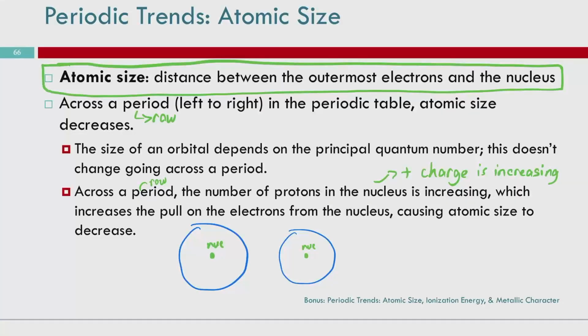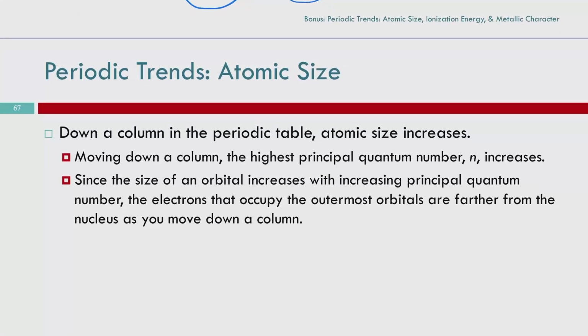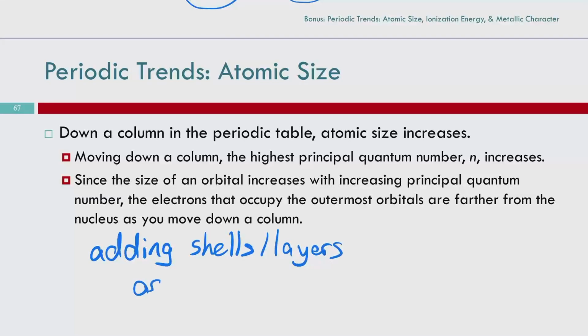The one that makes sense is top to bottom. So when we're moving down a column on our periodic table, so for example, looking at our first column, hydrogen, lithium, sodium, potassium, we're adding shells of electrons, so it's getting bigger. Adding shells, layers, so it increases in size.